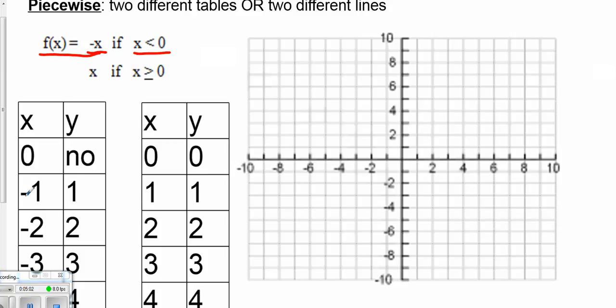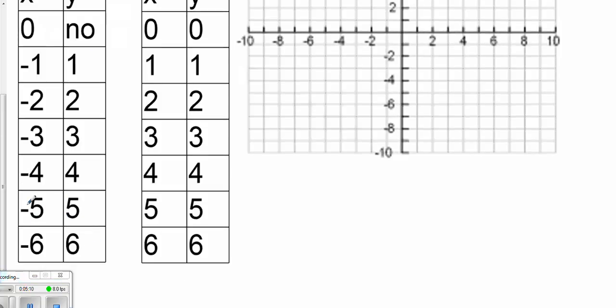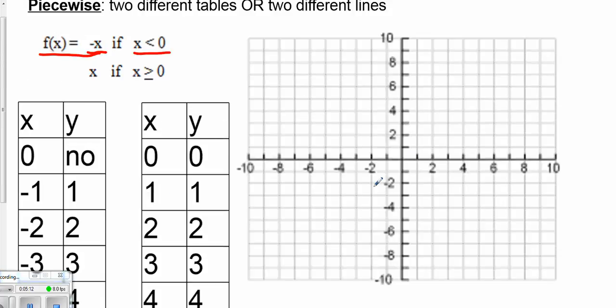So the opposite of -1 is 1. The opposite of -2 is 2. Opposite of -3 is 3. Opposite of -4 is 4. -5 is 5. -6 is 6. So that would look something like this. -6 is 6. And 5, 4, 3, 2, and 1.